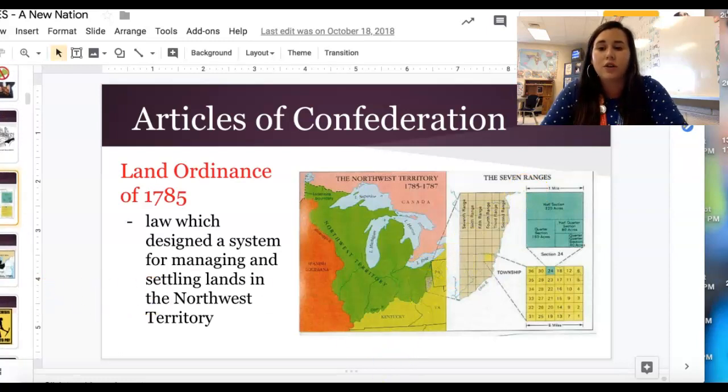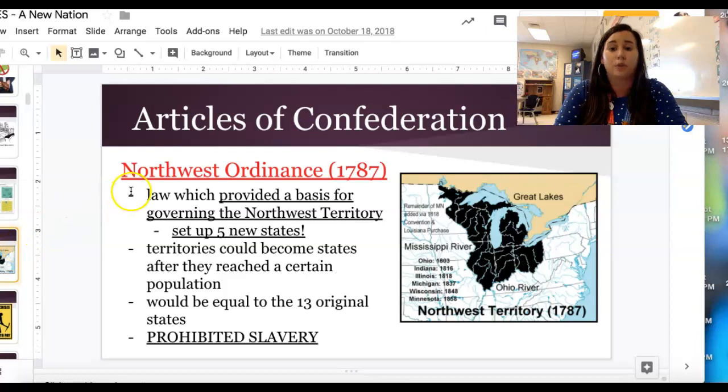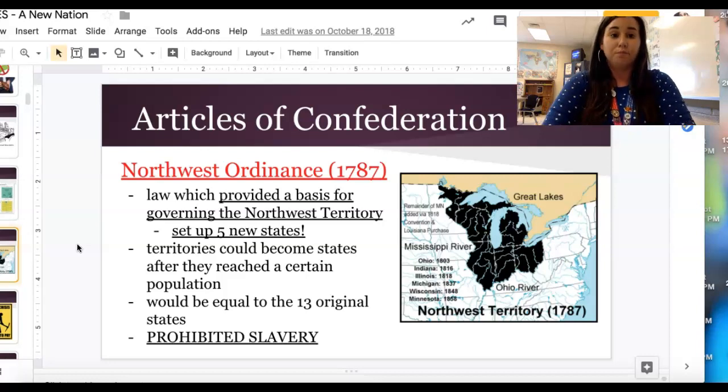There was also the Northwest Ordinance 2 years later, 1787, which was a law that provided a basis for governing the Northwest Territory. Under the Northwest Ordinance, the United States will add 5 new states to its rank. The Northwest Ordinance said that once territories reached a certain population, they could become states, and that's the process that we're going to use every time that we add a new state to the United States.